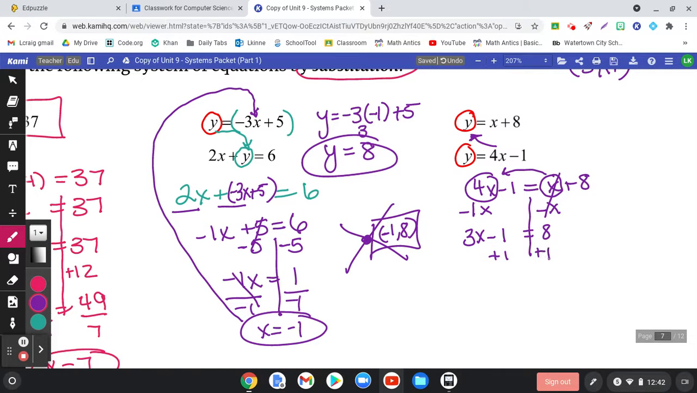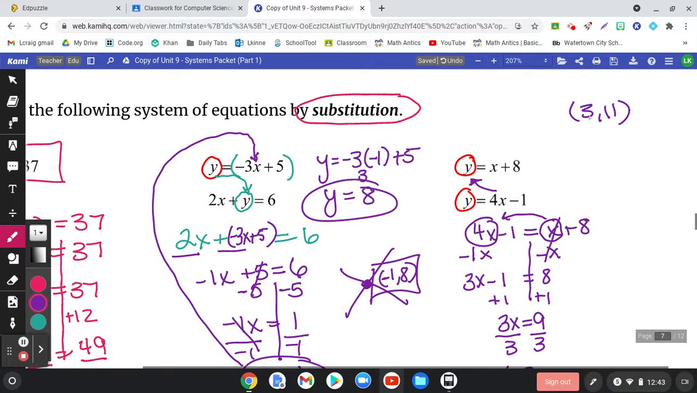Add 1 to both sides. 3x equals 9. Divide by 3. x equals 3. Exactly what we said it would be up here.